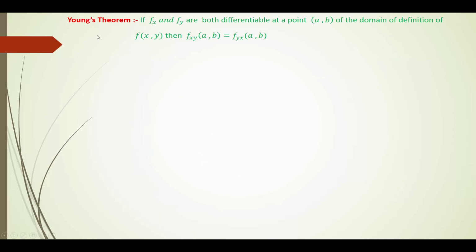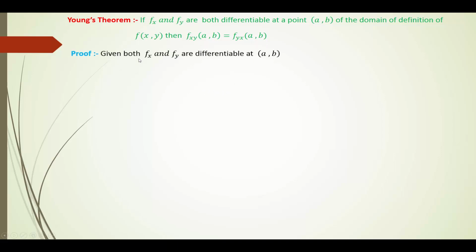Next is Young's theorem. If fx and fy are both differentiable at a b, that is, fx and fy are differentiable functions at the point a b of the domain of definition of the function f of xy, then prove that fxy a b equals fyx a b. Means prove the same thing, but here it is given that fx and fy are differentiable at the point a b, then prove that fxy a b equals fyx a b.